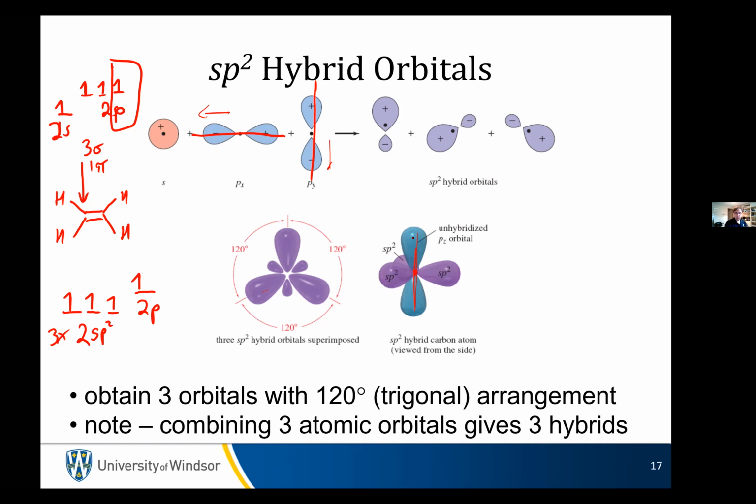So this is why you get this trigonal planar geometry in sp2 hybridized carbons. So all of this molecule is flat. All atoms in the same plane.